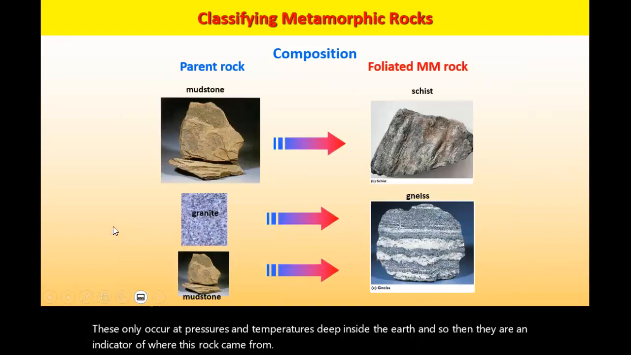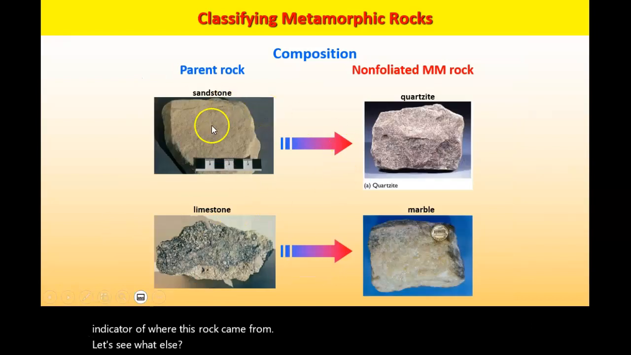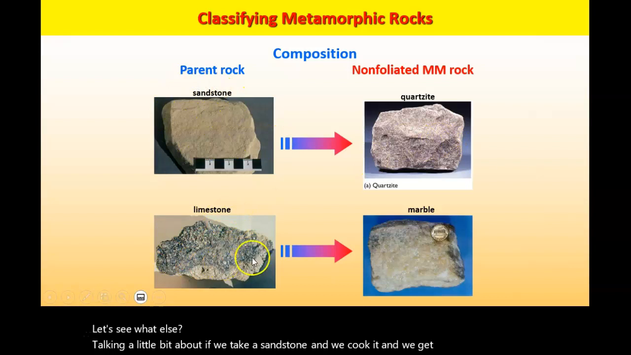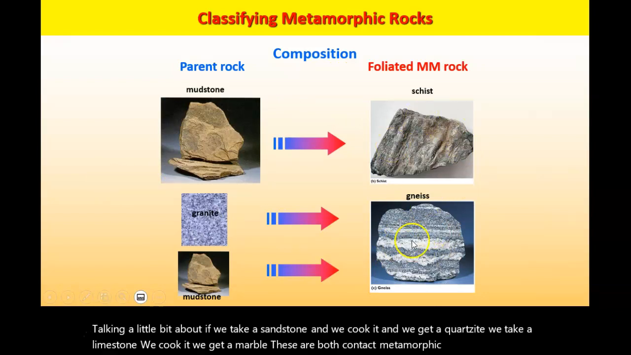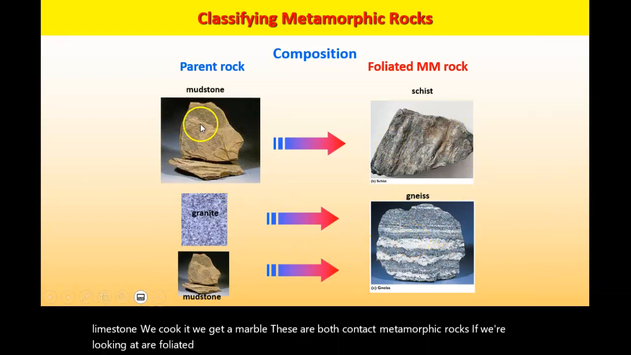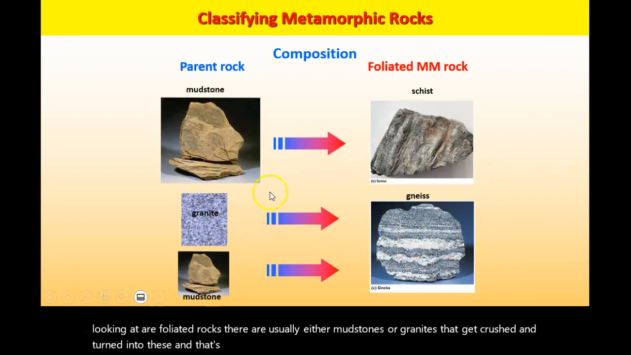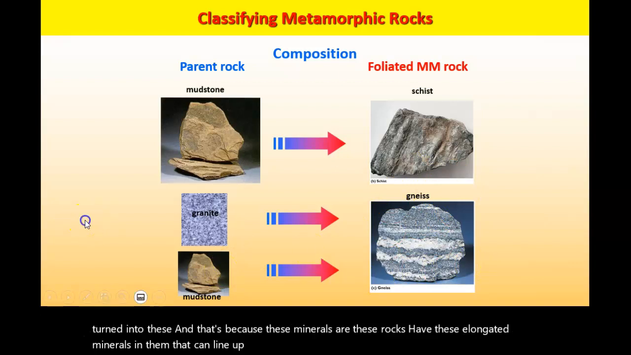Let's see, what else? Talking a little bit about, if we take a sandstone and we cook it, we get a quartzite. We take a limestone, we cook it, we get a marble. These are both contact metamorphic rocks. If we're looking at our foliated rocks, they're usually either mudstones or granites that get crushed and turned into these. And that's because these rocks have elongated minerals in them that can line up, that can give me my foliated texture.